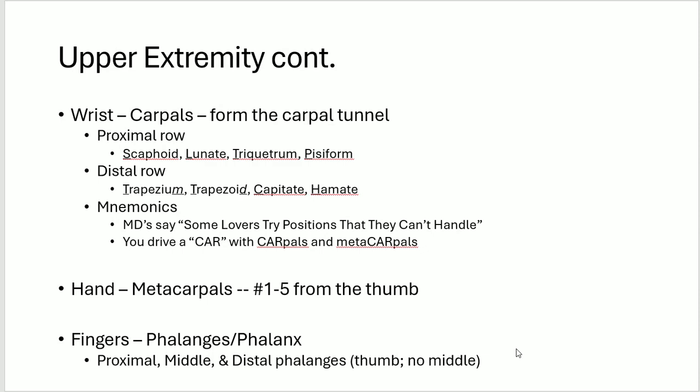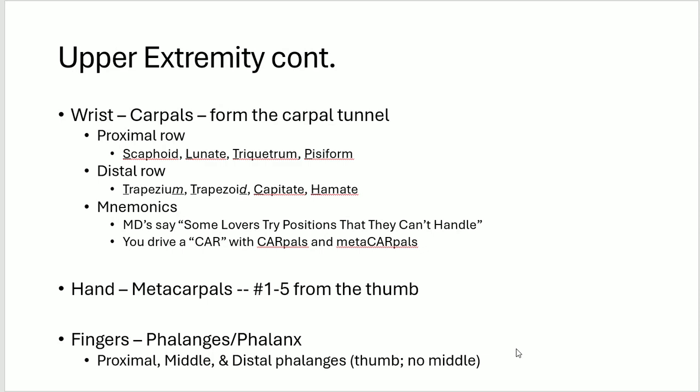Way to remember that carpals and metacarpals are hands and wrists: remember that you drive a car with your carpals and your metacarpals. Don't get them confused with tarsals. Tarsals are ankles. Tarsals are near toes, okay? So tarsals, metatarsals, near toes, TTT. Carpals, metacarpals, you drive your car with your carpals, so that's what we're talking about, hand and wrist.